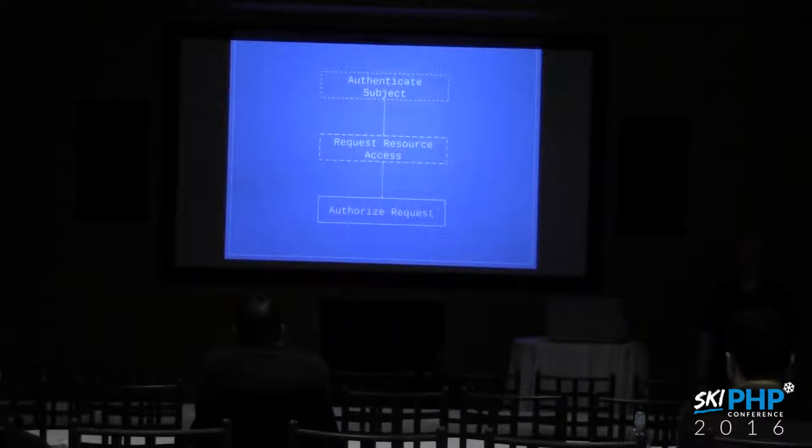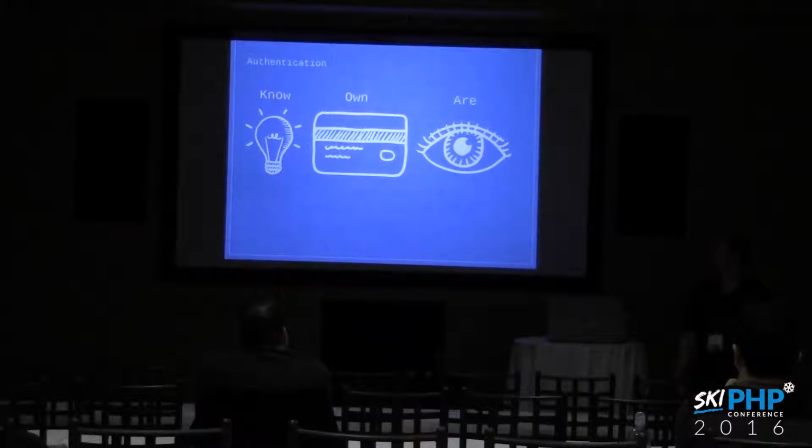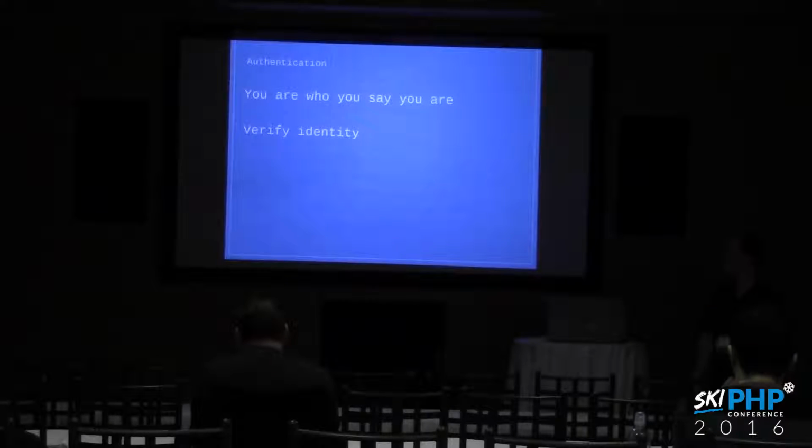So the basic flow is you have a subject, you authenticate them, they request access to a resource, and then you authorize that specific request. Authentication is going to be that first thing. It's you as a user or as an entity. It's basically something you know, something you own, something you are. The know is going to be your classical password. Something you own, maybe a key card with a token, an RSA token or something. Something you are is going to be a biometric, like a retinal scanner. It's to verify that you are who you actually say you are. It's a way to verify the identity.